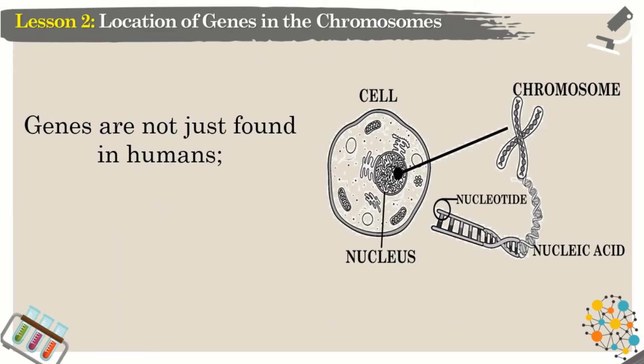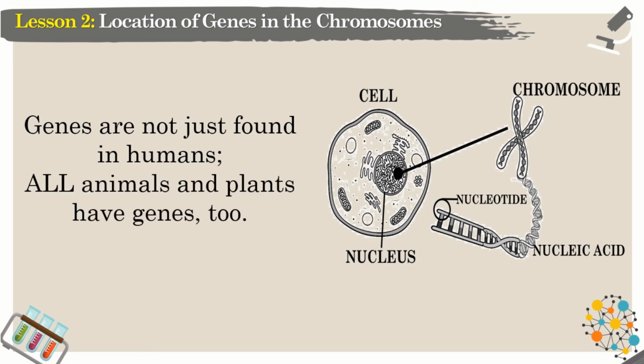Okay, for lesson number 2, let's start our discussion. So take note that genes are not just found in humans, because all animals and plants have genes. That's why all of them have their own DNA. So you already know that each of our fingerprints is different from one another, which makes us a unique individual.